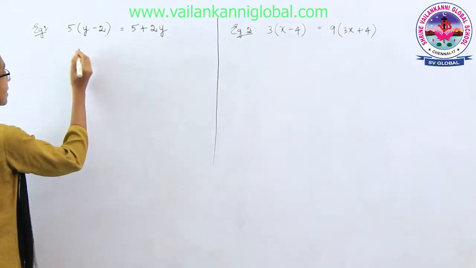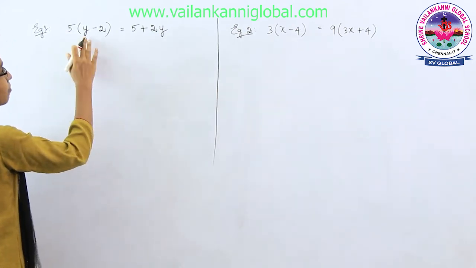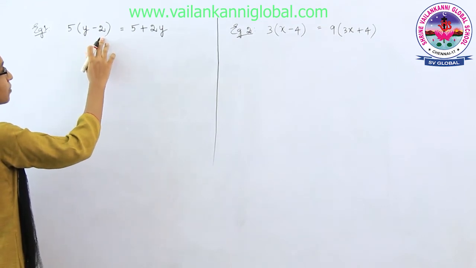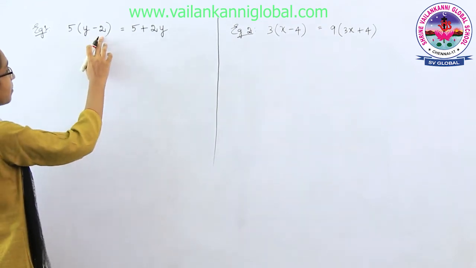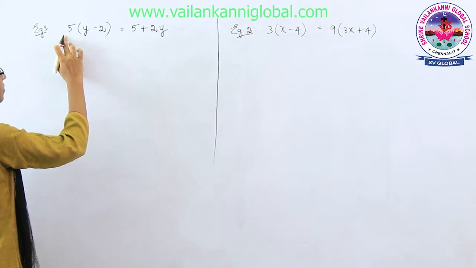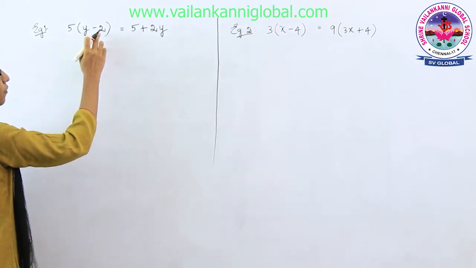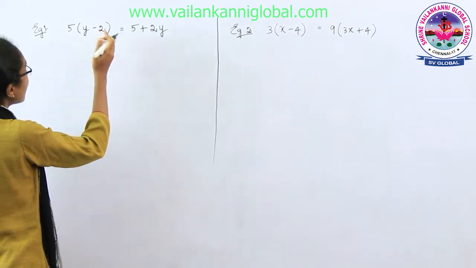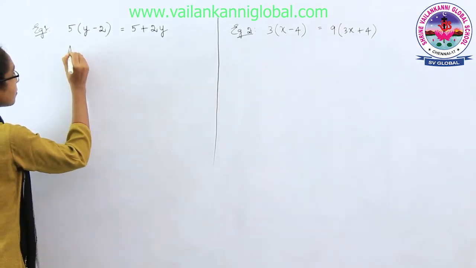So look at the first expression. We have 5 multiplied with y minus 2. Y minus 2 is inside the brackets. Hence, we have to multiply this 5 with each of the terms inside the bracket. Hence, we apply the distributive property.